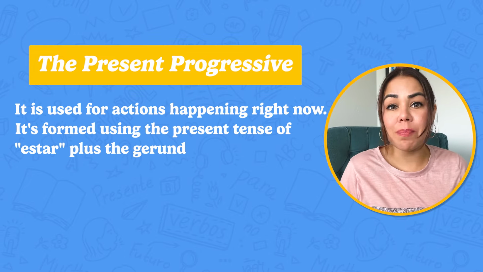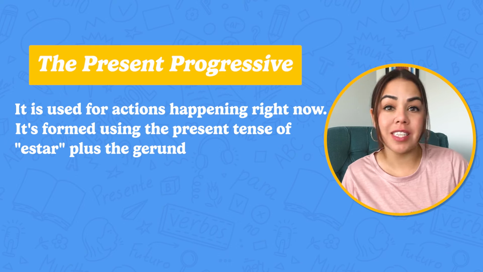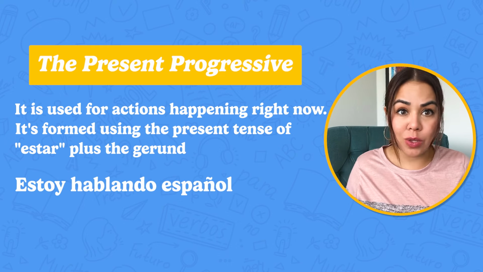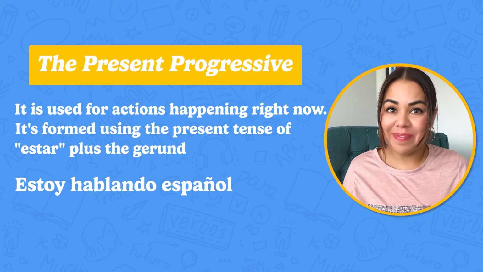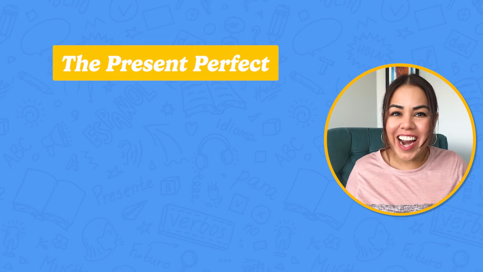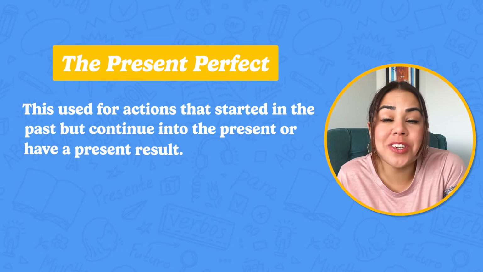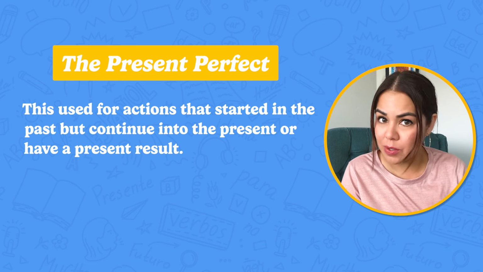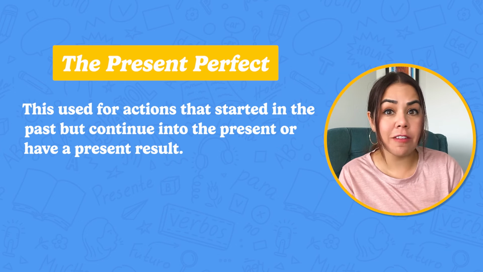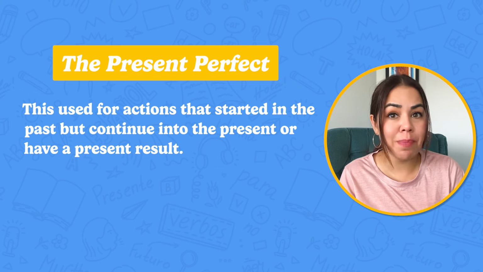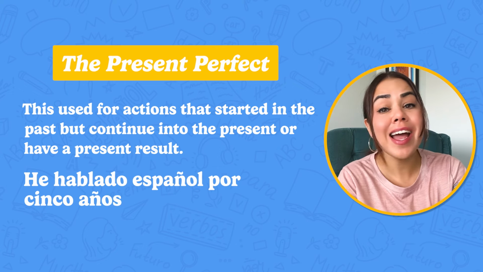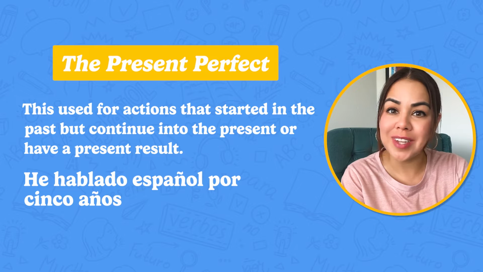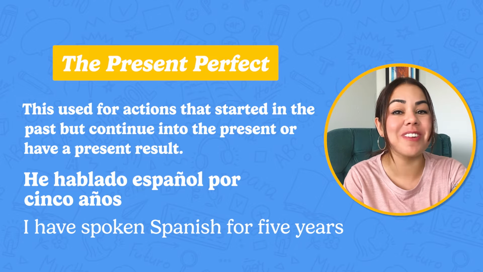It's formed using the present tense of the verb estar plus the gerund. For example, estoy hablando español. I am speaking Spanish. Finally, there's the present perfect. This is used for events that started in the past that continue on into the present or have a present result. It's formed using the present tense of the verb haber plus the past participle. For example, he hablado español por muchos años. I have spoken Spanish for many years. See how they're all related to the present tense in some way? That's why they're all part of the same family.